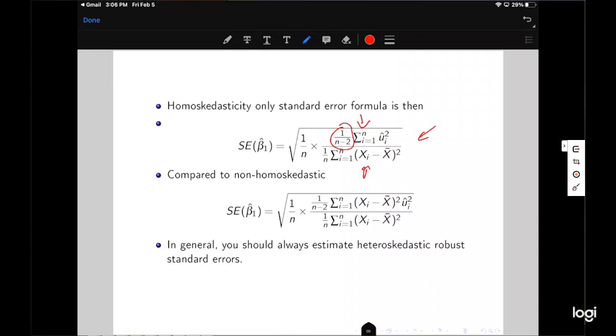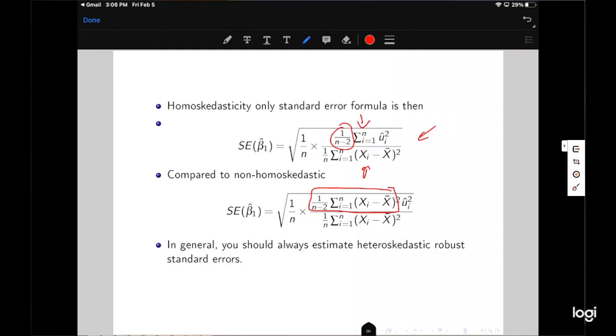Now compare this to the non-homoskedastic case, or the heteroskedasticity case. We need to add back in this part here, the variance of x again, because we couldn't make that step in the previous slide where we distributed the expected value, so this part has to stay, and we can't cancel out an extra squared term, or an extra variance of x term.